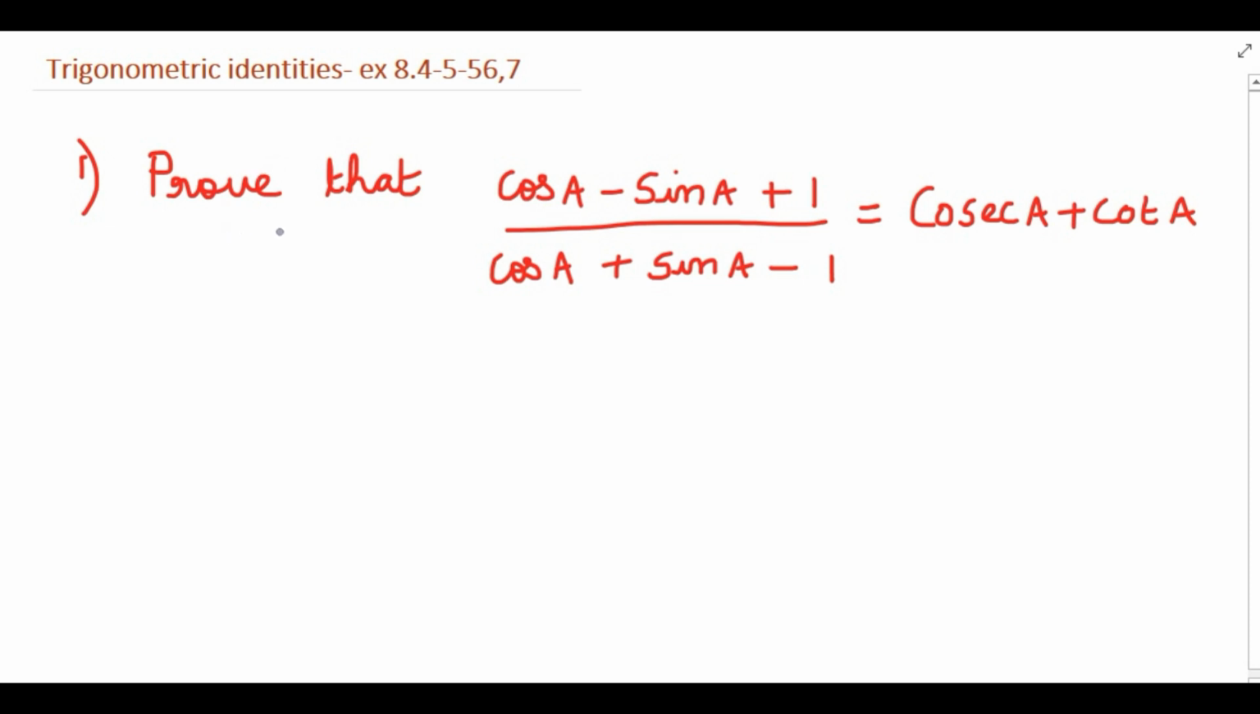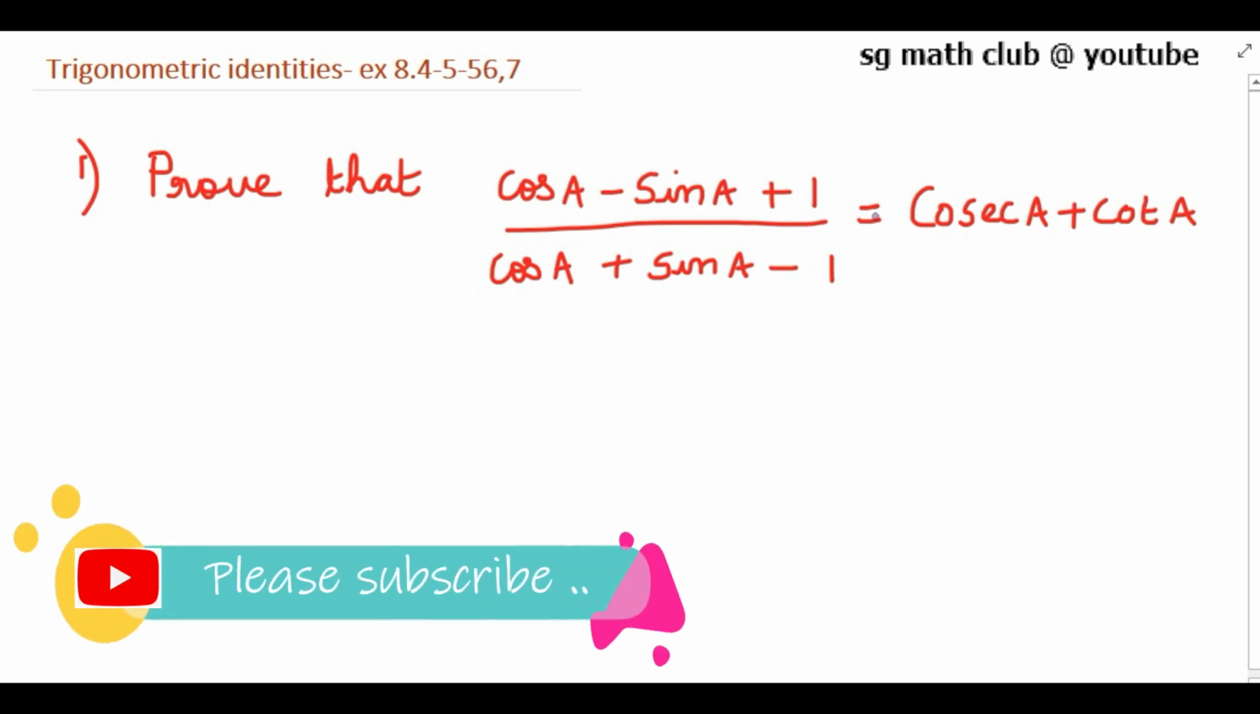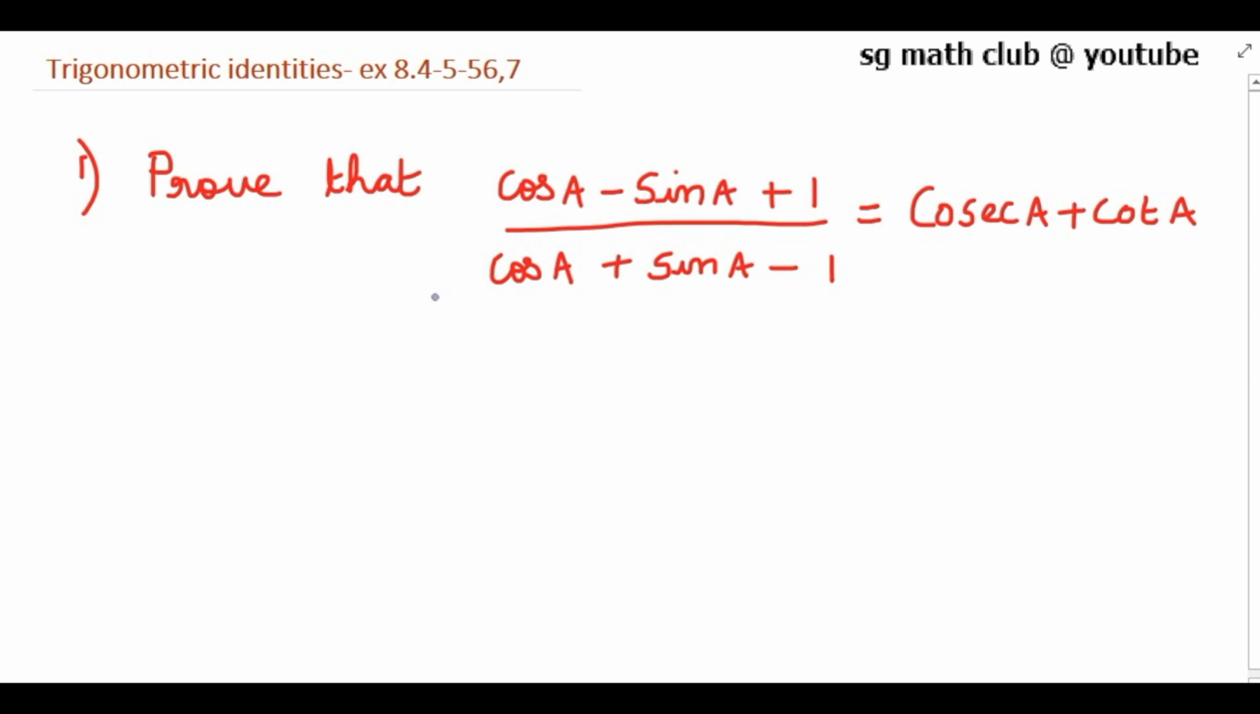So first question goes like this: prove that (cos A minus sin A plus 1) divided by (cos A plus sin A minus 1) equal to cosec A plus cot A. So we will take the left hand side, simplify it, and finally reach the right hand side. Cos A minus sin A plus 1 divided by cos A plus sin A minus 1, that is our left hand side. But already this cos and sin are in simplest form.